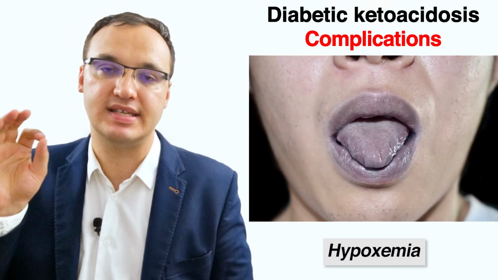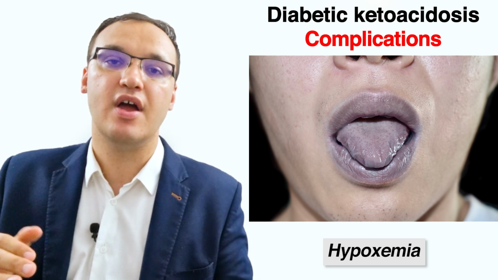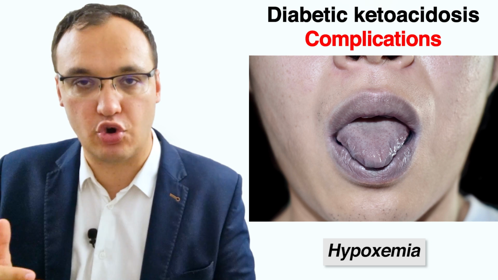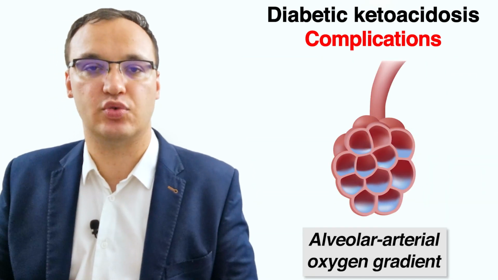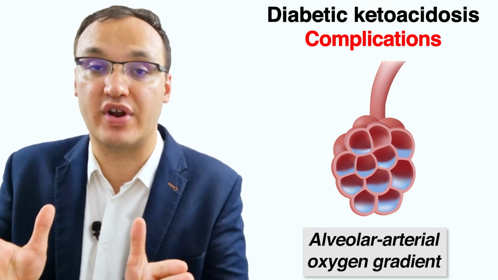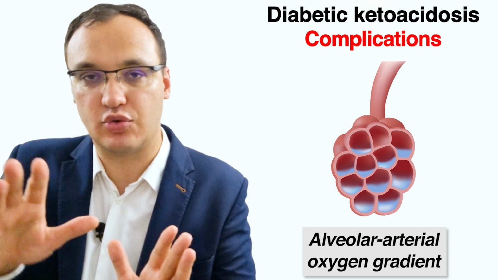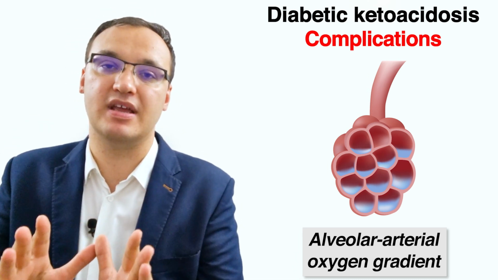Hypoxemia is attributed to a reduction in the colloid osmotic pressure, resulting in an increased lung water content and decreased lung compliance. And patients with diabetic ketoacidosis who are found to have a wide alveolar-arterial oxygen gradient, please check that out, I will not talk about that here, and rales may be at high risk of developing pulmonary edema.